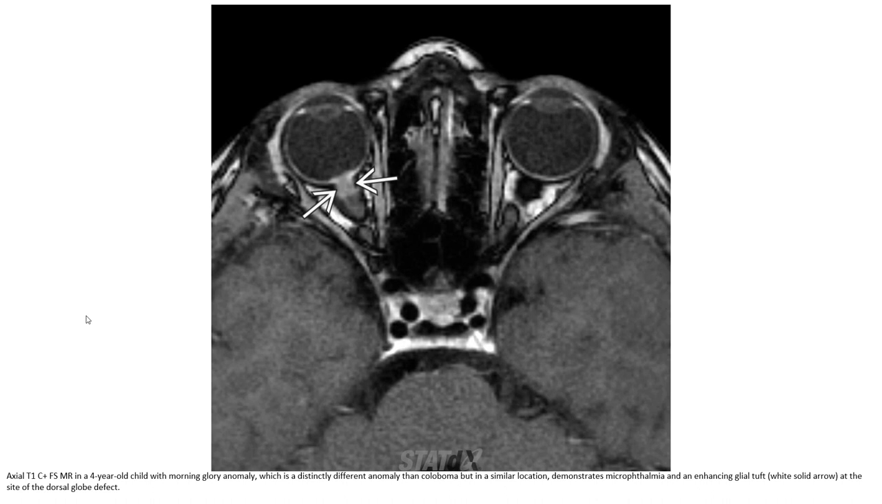Axial T1 C plus FS MR in a 4-year-old child with morning glory anomaly, which is a distinctly different anomaly than coloboma but in a similar location, demonstrates microphthalmia and an enhancing defect, white solid arrow indicated at the site of the dorsal globe defect.